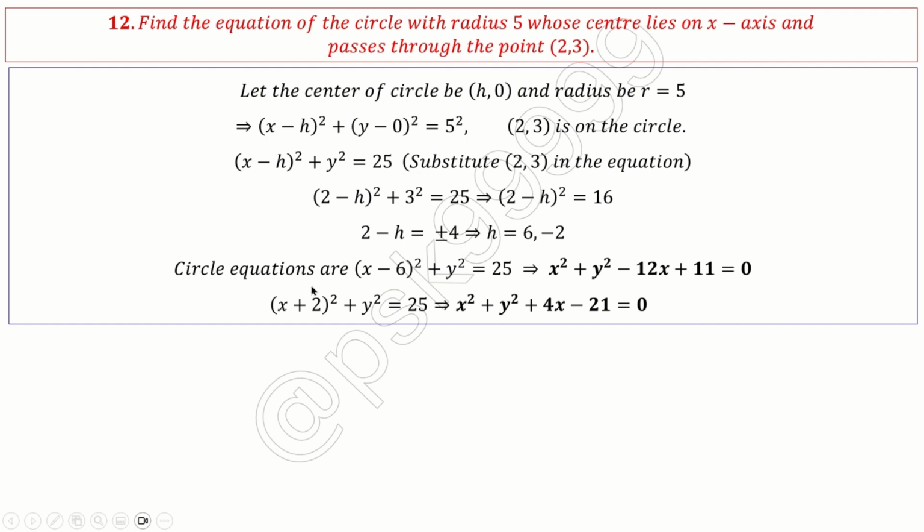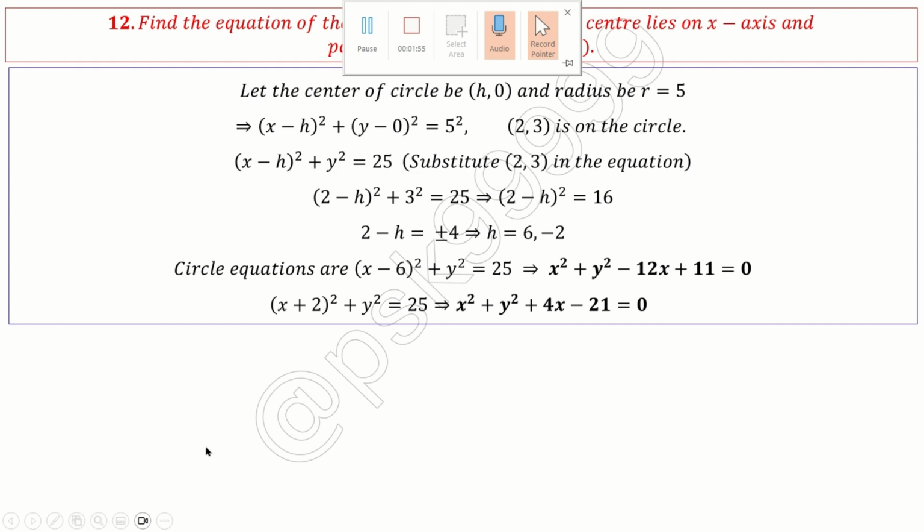So you can construct a circle with (6, 0) as center, and (-2, 0), both are possible centers. Both will pass through the point (2, 3) with a radius of 5. So with h = 6, I get a circle equation which is (x - 6)² + y² = 25, with the expansion here. With h = -2, I get the circle equation as (x + 2)² + y² = 25. Expansion is here. Both are possible solutions. Next.